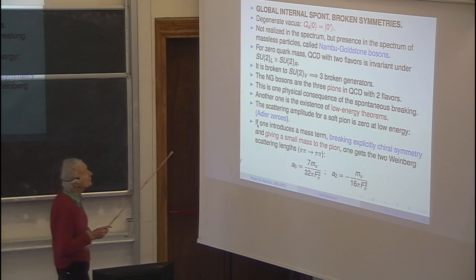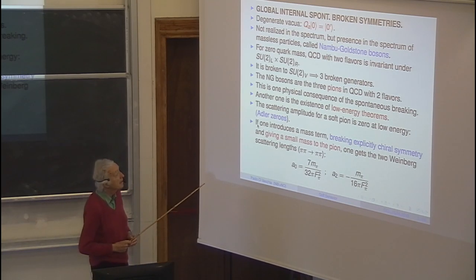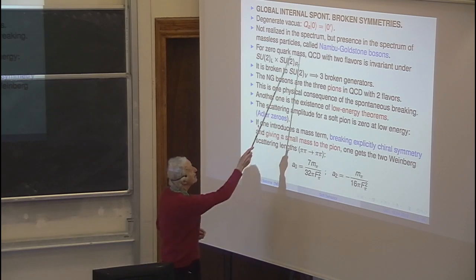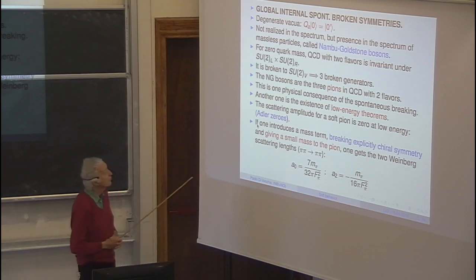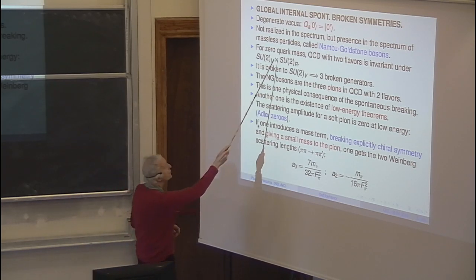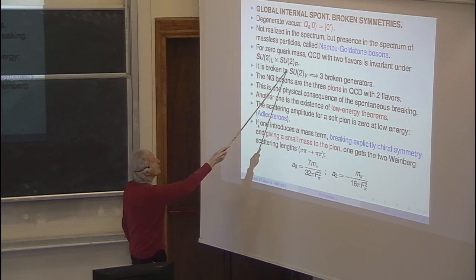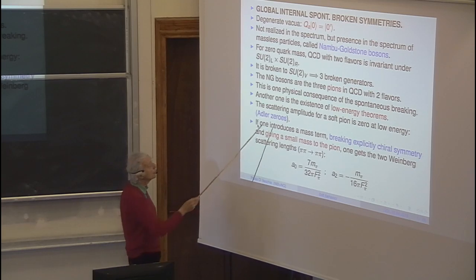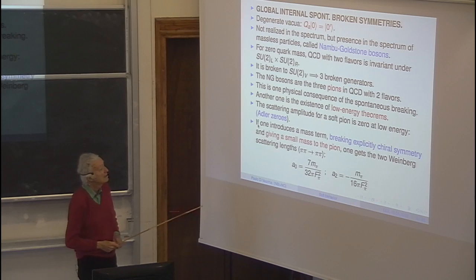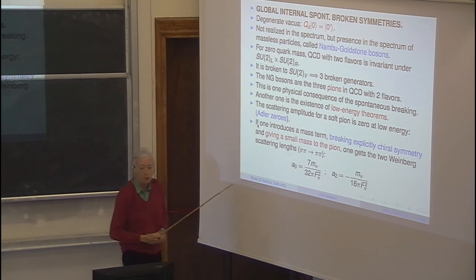So in this case, the symmetry is not realized in the spectrum. The consequence of the symmetry is the presence of massless particles, which are called Nambu-Goldstone bosons. And this is also a symmetry of QCD. If you take zero quark mass, then with two flavors you have this symmetry, which is broken to SU(2) vectorial. And so you have three broken generators. And the Nambu-Goldstone bosons are the three pions in QCD with two flavors.